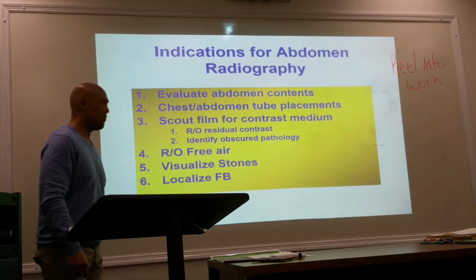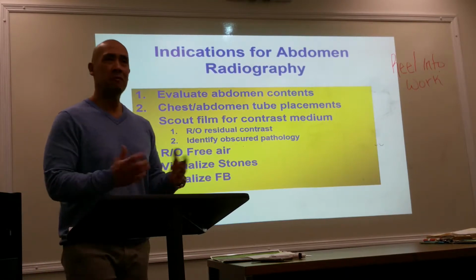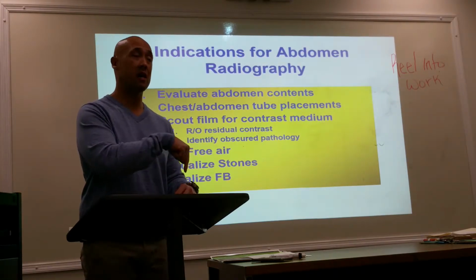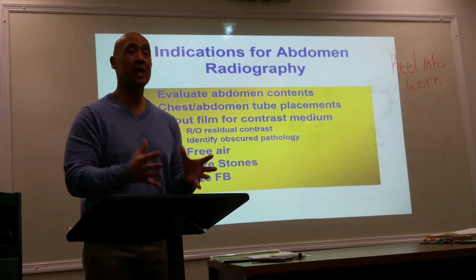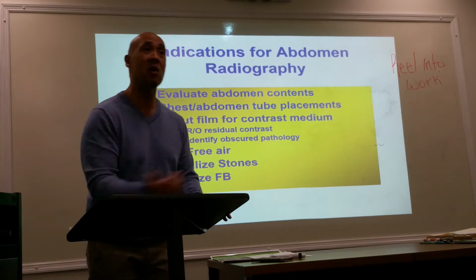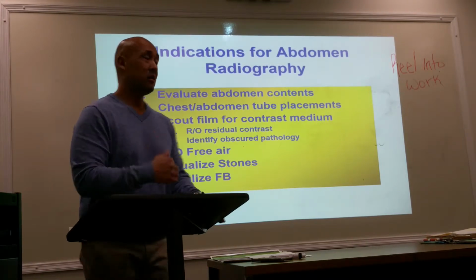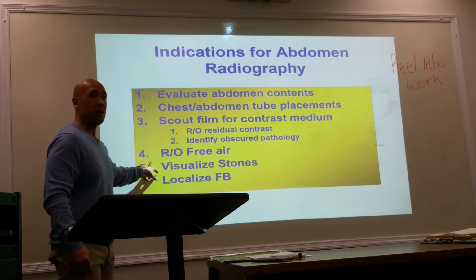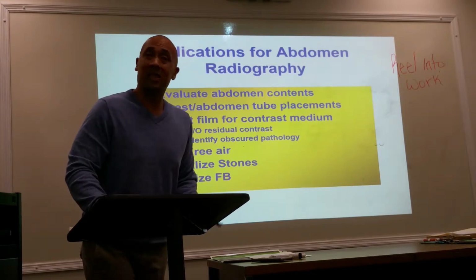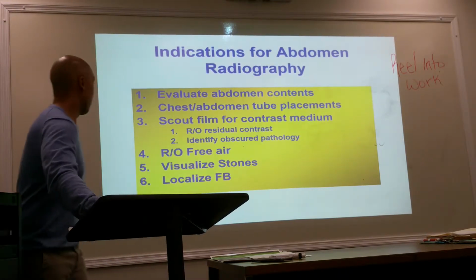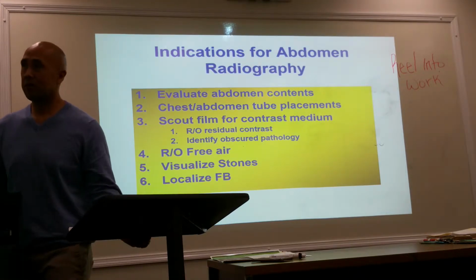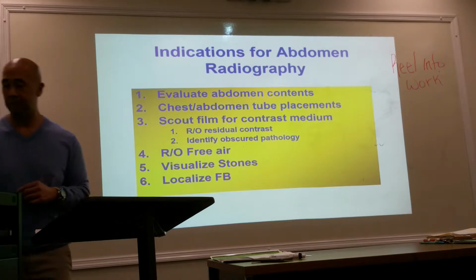Number 4 is to rule out free air. Remember, in the peritoneum you have a visceral and a parietal lining, and if that lining breaks, you can have fluid that leaks into the cavity, or you can have air that leaks into that cavity. So we will do it to rule out free air, and also to rule out any type of fluid buildup, just like we do in the lungs. To visualize stones and also to localize foreign bodies are some other reasons why we do an abdominal study.